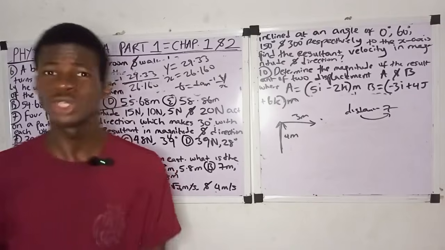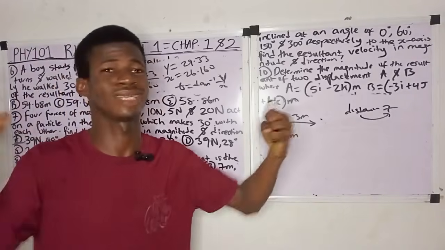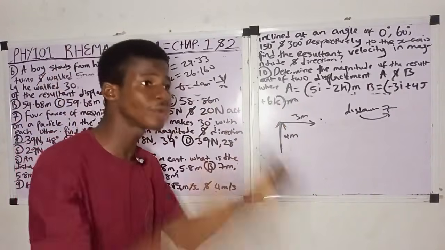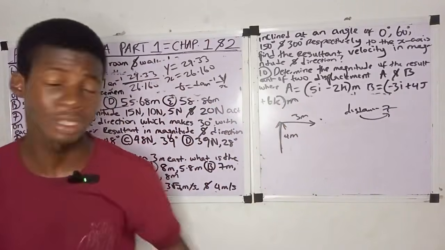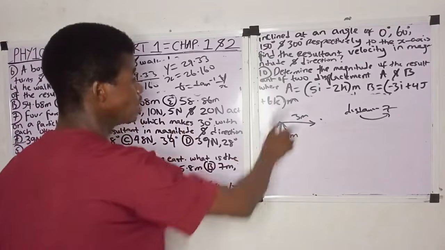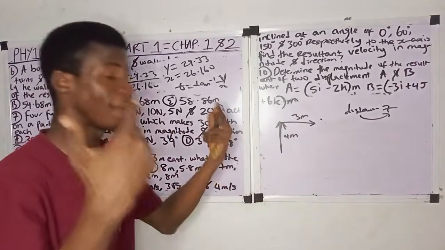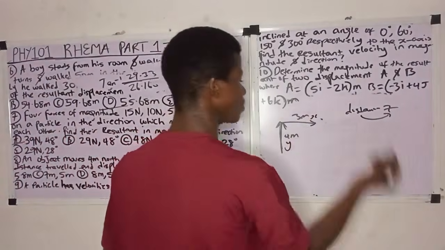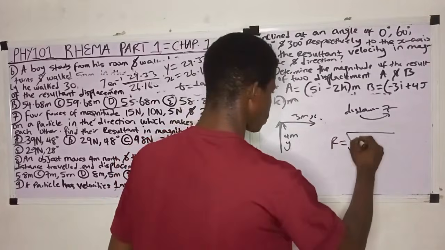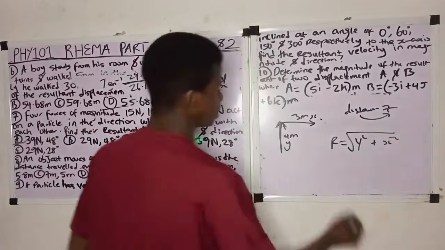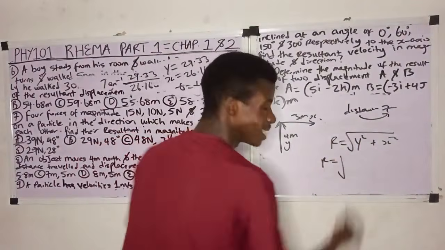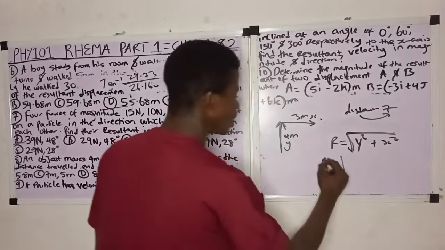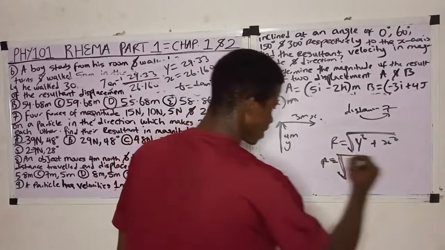Displacement is a vector quantity, so you cannot just add vector quantities together like that. There are different methods of adding vectors: parallelogram method, Pythagoras theorem method. Since these two vectors are perpendicular to each other, we use the Pythagoras theorem method. So this is y, this is x, right? It's very easy. The resultant equals the square root of y squared plus x squared, right?